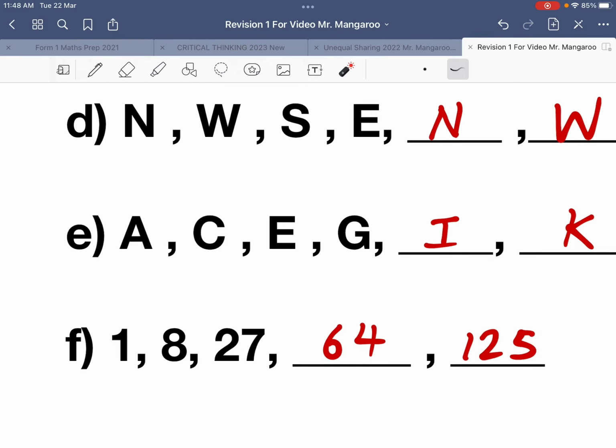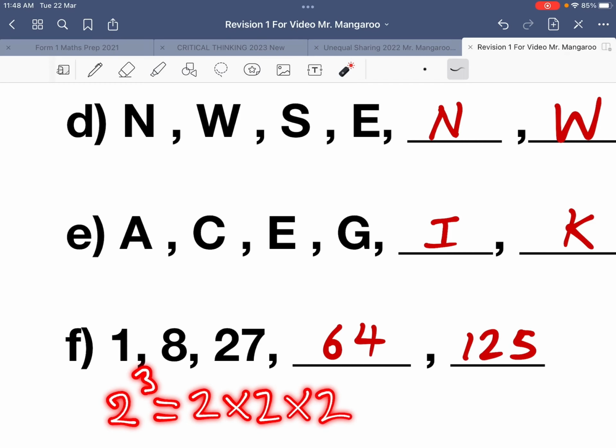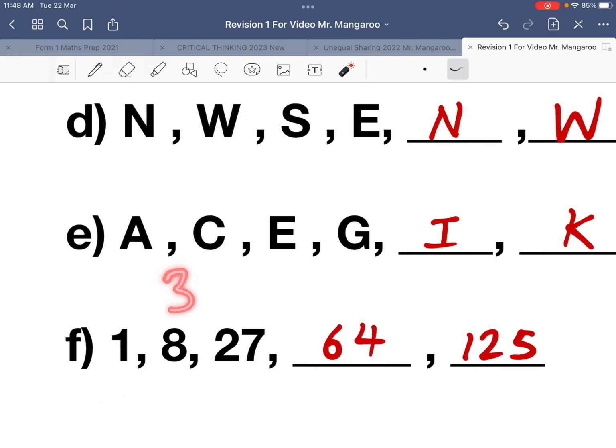Then lastly, we have cubed numbers. So 1 cubed, which means 1 times 1 times 1, will give us 1. Then we have 2 cubed, which gives us 8. 2 times 2 is 4, 4 times 2 is 8. Then 3 cubed is 27. 4 cubed is 64. And 5 cubed is 125. So at least learn your first 6 cube numbers.